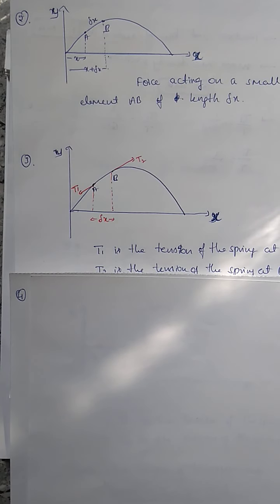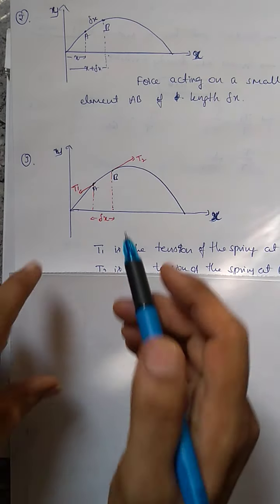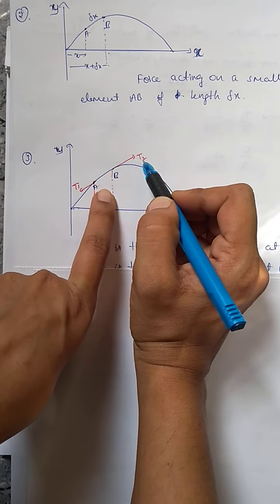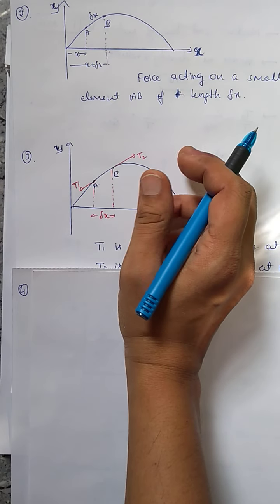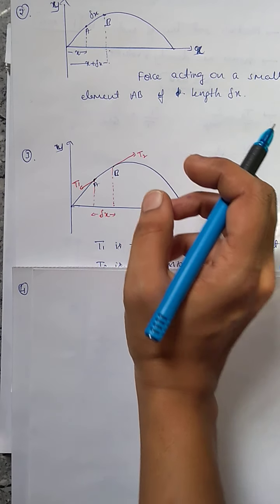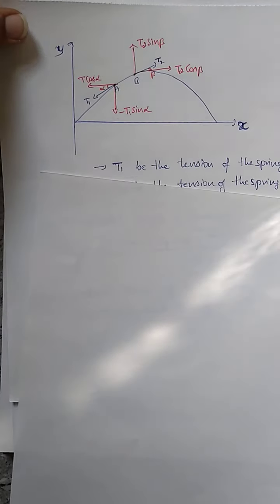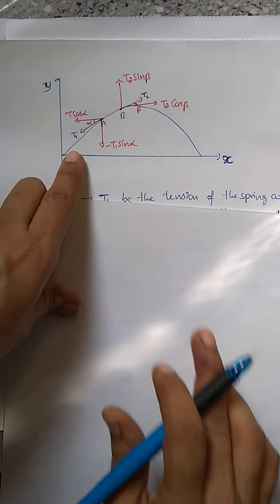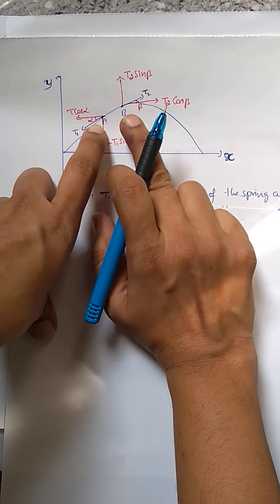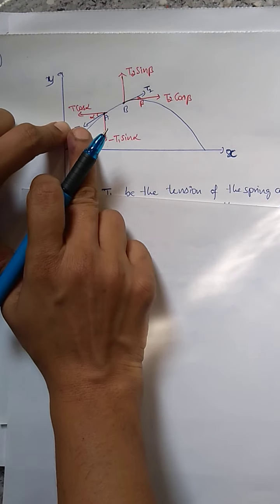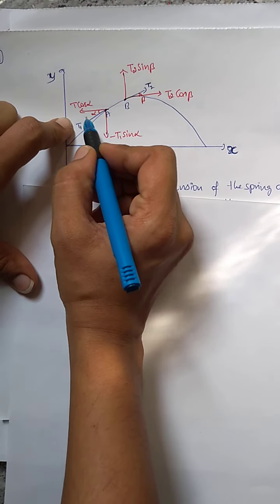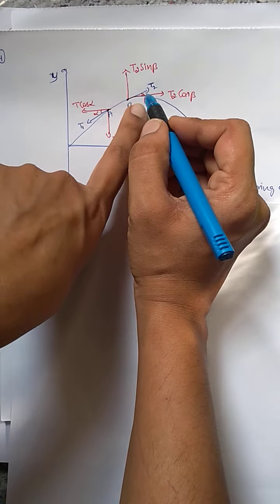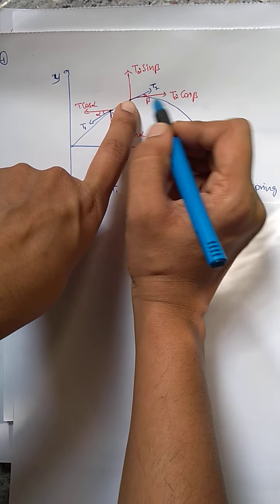The magnitude of tension is represented by T. At point A the tension is T1 and at point B the tension is T2. We can represent the tension by two components, horizontal and vertical. T1 is the tension at A and T2 is the tension at B. Alpha is the angle made by tension T1 with the horizontal coordinate axis. Similarly, beta is the angle made by tension T2 with the horizontal coordinate axis.